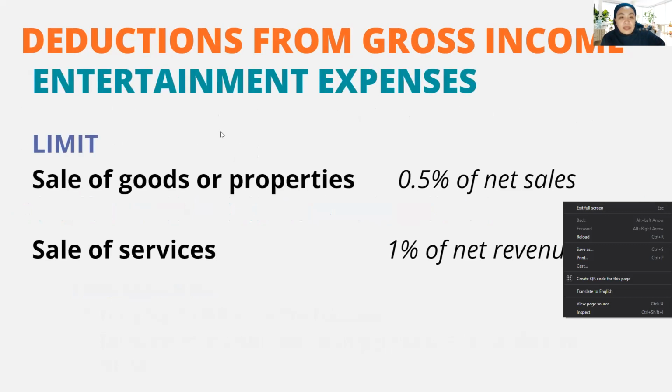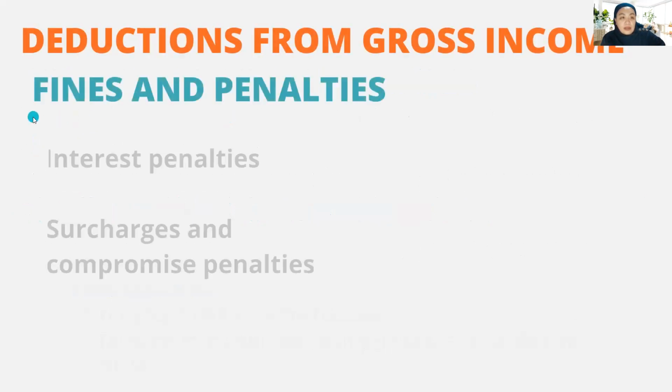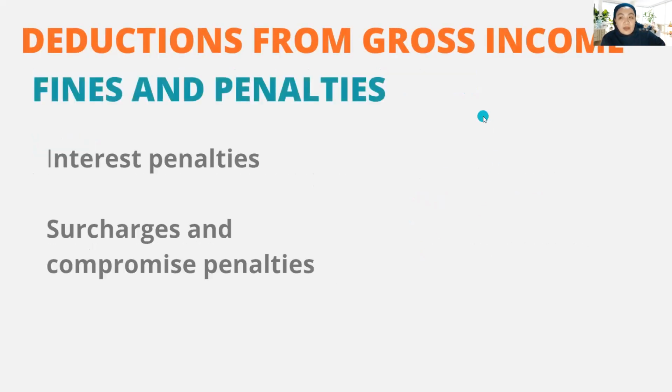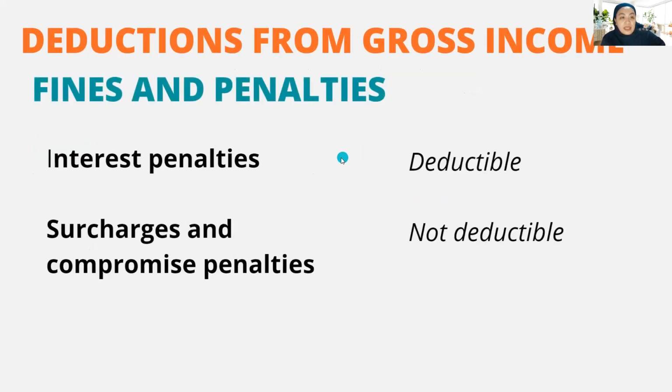Okay, entertainment expense. So there is also a limit on this. For sale of goods or properties, if you're a seller or manufacturer of goods or properties, its limit is 0.5% of net sales. And if you're a provider of services, 1% of net revenues. Okay. Fines and penalties.